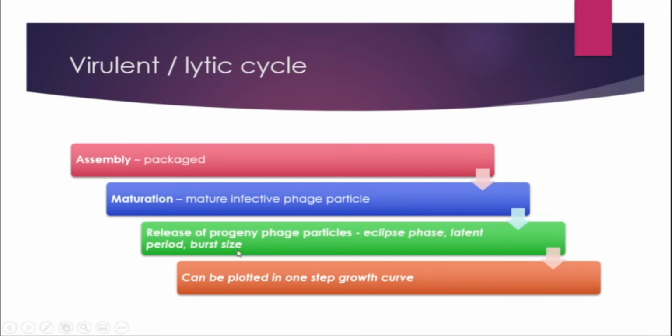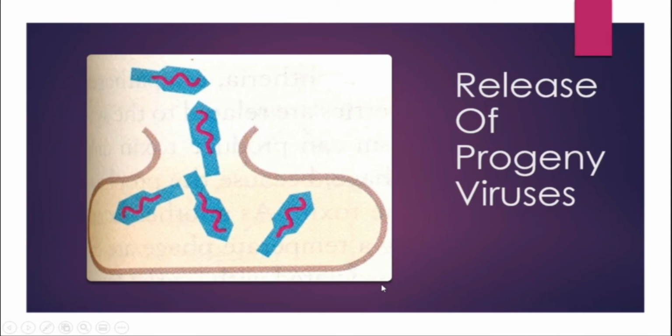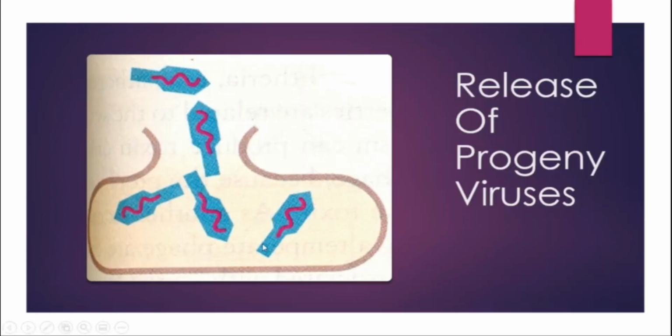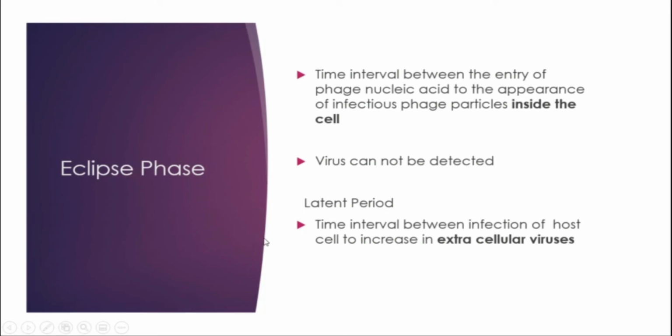There will be maturation and release of progeny phage particles, which can be plotted on a one-step growth curve, where a large number of new viral particles will escape. Progeny virus will escape into the surrounding environment by breaking the host body. So we have to learn a few more technical terms.